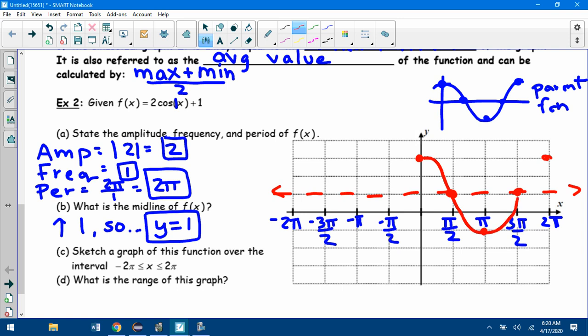So if the directions said graph 1 cycle, this would be your answer, like on the homework. But now use that 1 cycle to do the domain they want. If I go over here to negative 2 pi, what's going to happen? It's going to be the exact same shape, right? Because it's another full cycle.